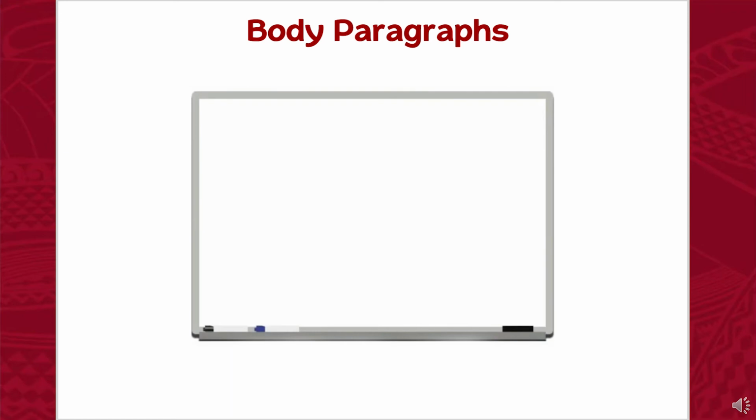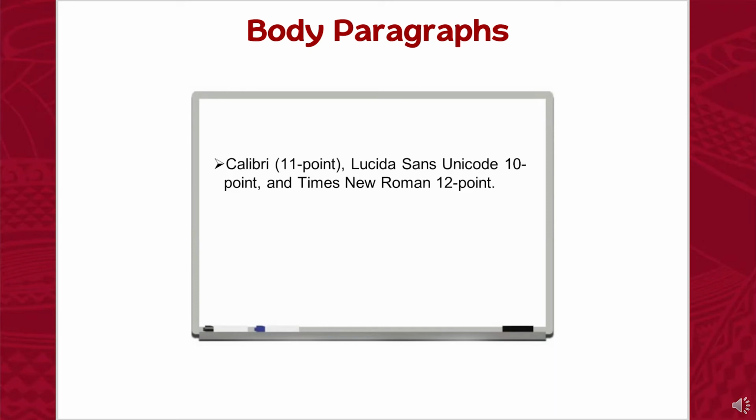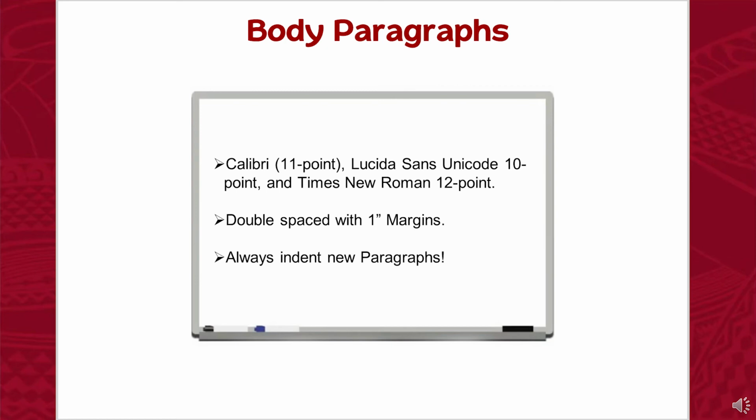Throughout the draft, use a font that is easily readable. Some of the recommended fonts from APA are Calibri 11 point, Lucida Sans Unicode 10 point, and Times New Roman 12 point. In addition, the draft should be double-spaced throughout and have 1-inch margins all around unless otherwise specified. In addition, throughout the body of the paper, new paragraphs are indented.